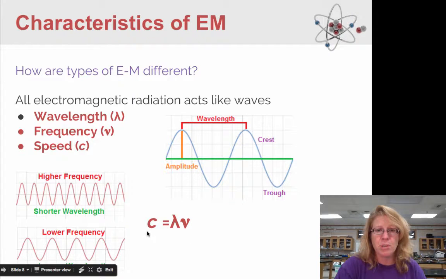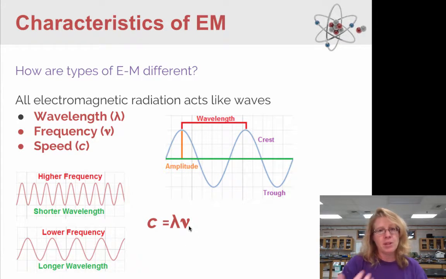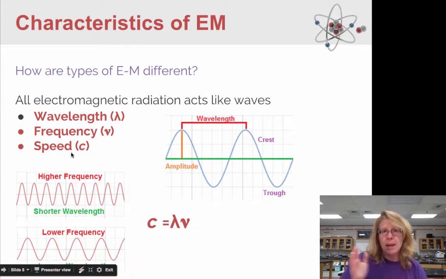You may see this relationship here, which is c equals lambda nu. In other words, the speed of a wave is related to its wavelength times its frequency. So these are all sort of interrelated variables. By the way, speed is not the tap, tap, tap. Speed is how fast it goes from left to right.